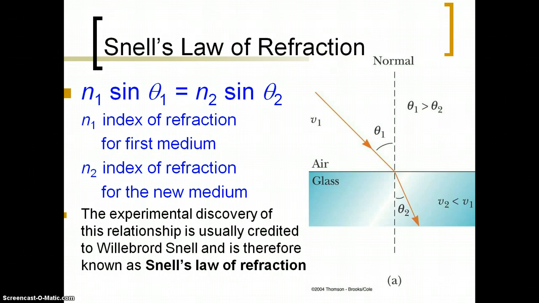Now, why am I using 1 and 2 instead of I and R? Because people get confused when it's going from multiple in and out materials. Is it incident or refracted? So we'll just say 1 and 2.